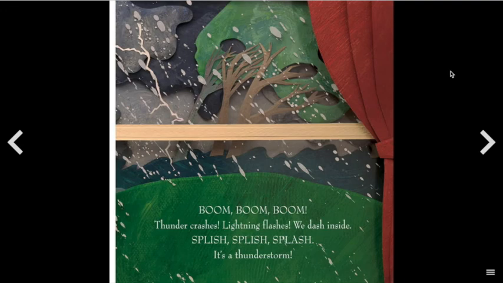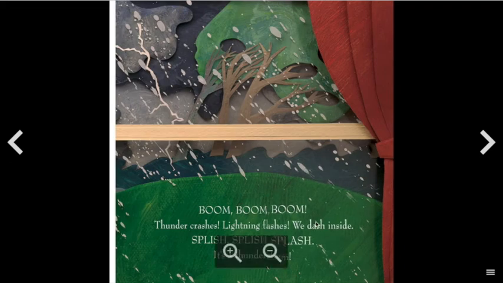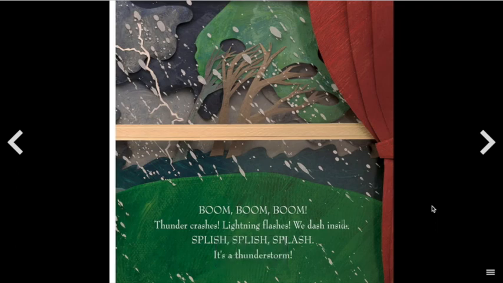Where is this picture? Is the person inside or outside? It looks like they are inside. It says, we dash inside. They were outside and then it started raining, so they went inside. So the when, or the time, is a thunderstorm in the summer, and the where is inside the house.